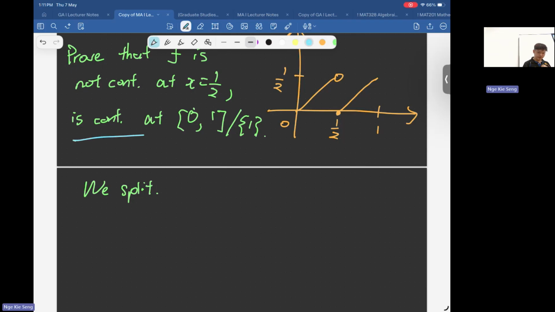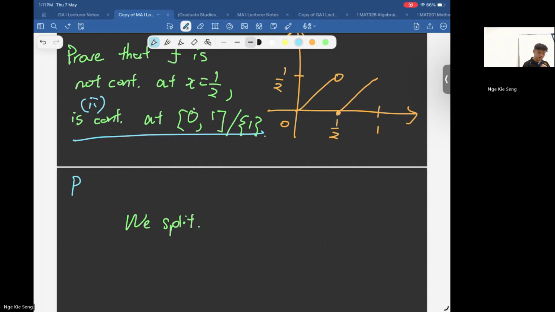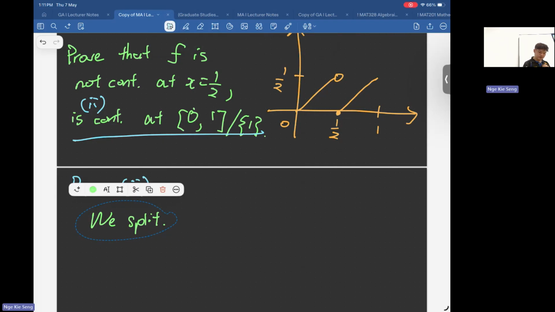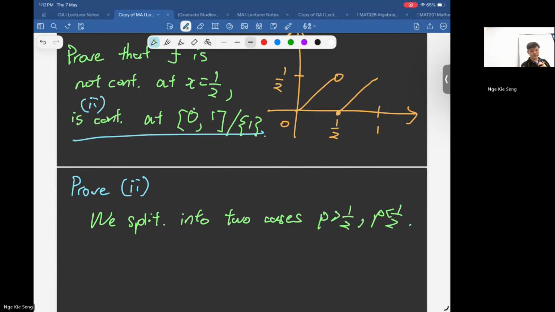So today we're going to prove the second part. Yesterday we proved the first part. So proof number 2. We split into 2 cases: one is p greater than half and p less than half. Later you'll see why we split into 2 cases. Okay, so case 1.